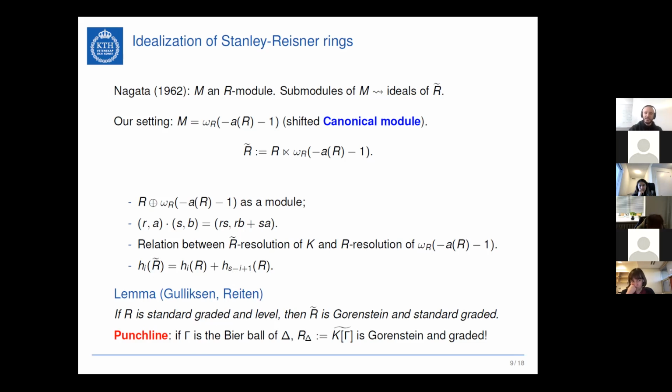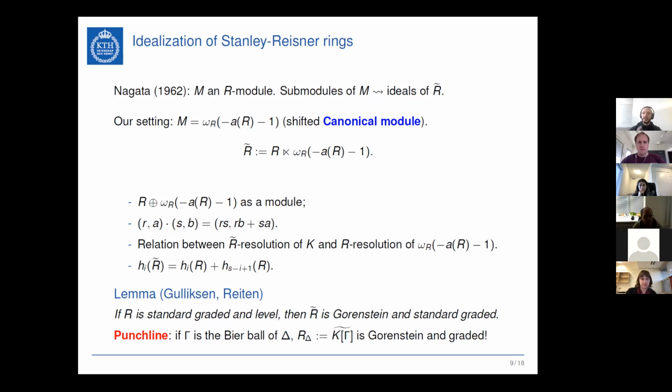And it's not a coincidence, because it has been proved by possibly more than the references I mentioned, but at least by Gulliksen and Reiten, that if you play this game with a standard graded and level algebra, then the R tilde algebra that you obtain by idealizing with respect to the canonical module is Gorenstein and standard graded. So this is a machine to turn R into a Gorenstein algebra. Okay. This is assuming that R is standard graded, which is not too restrictive, but level. Level is a pretty restricted condition.